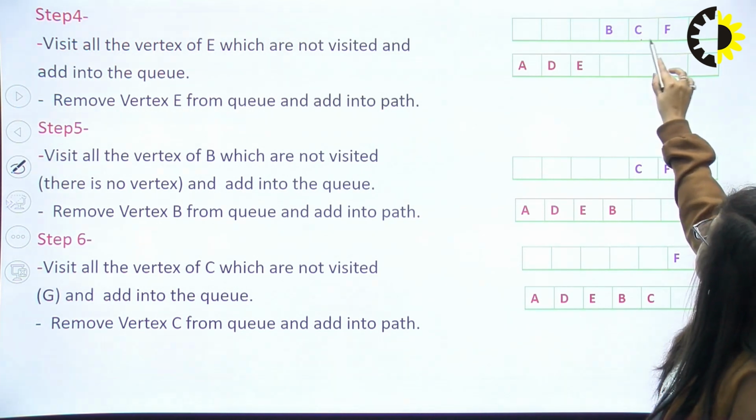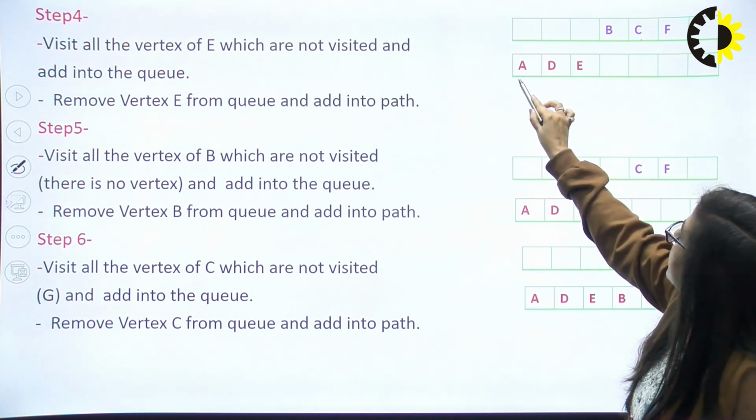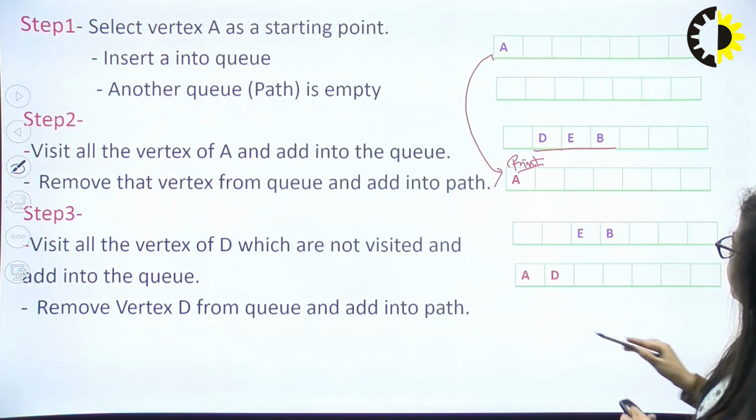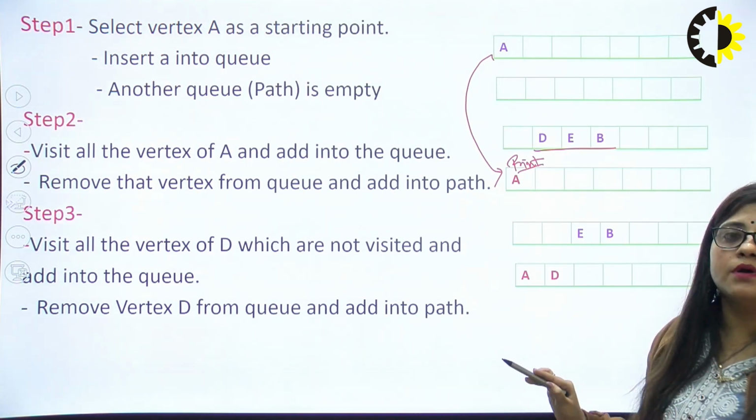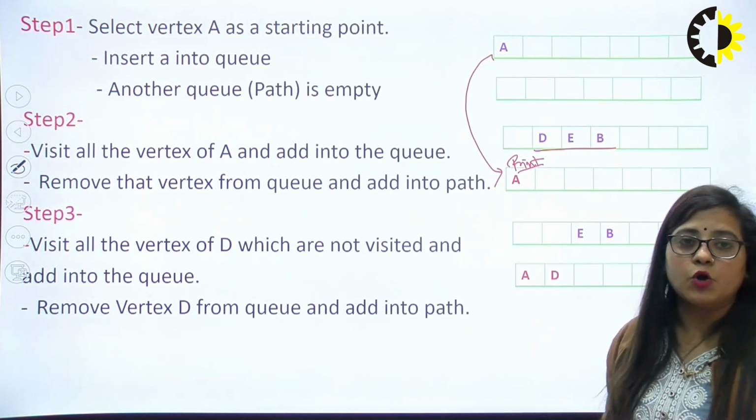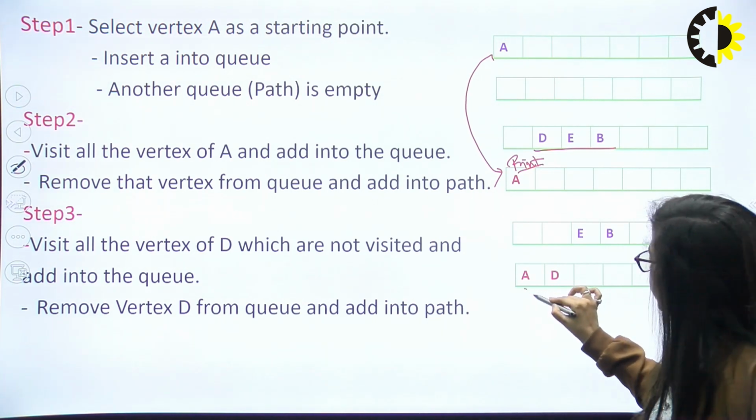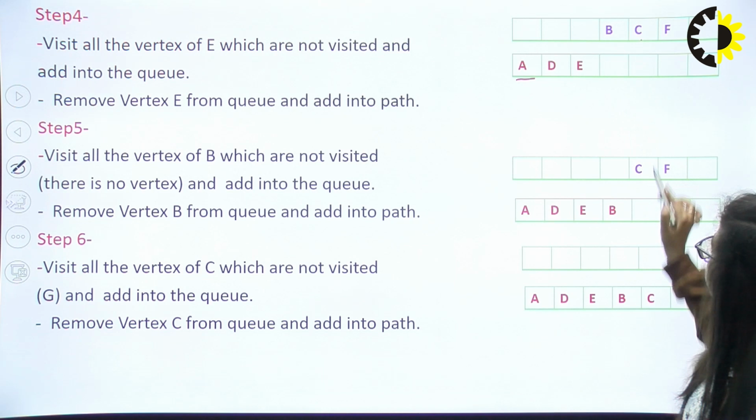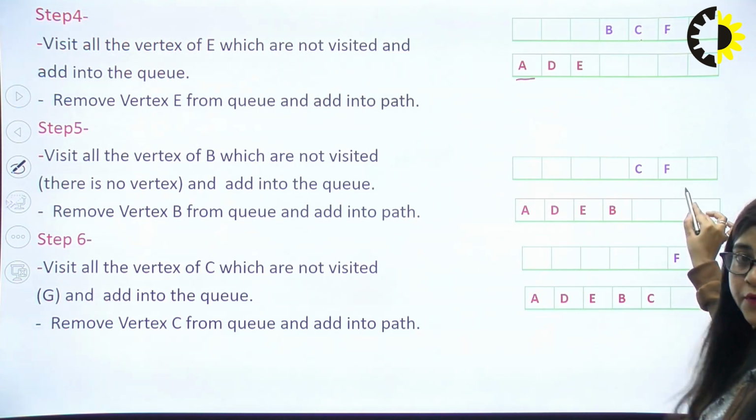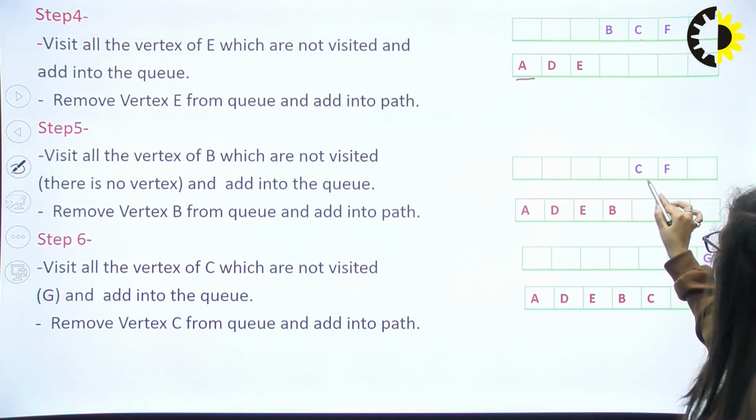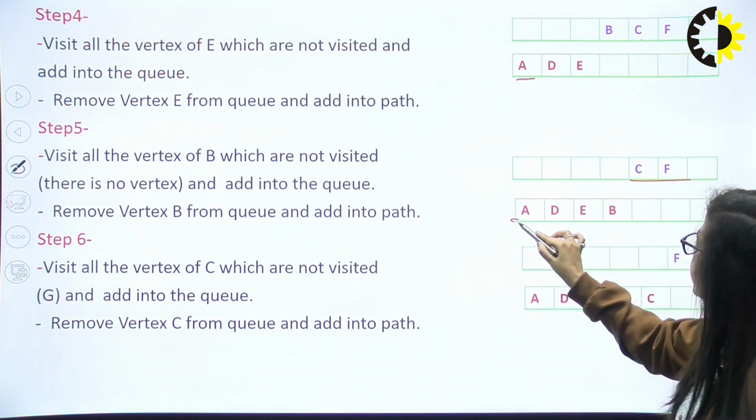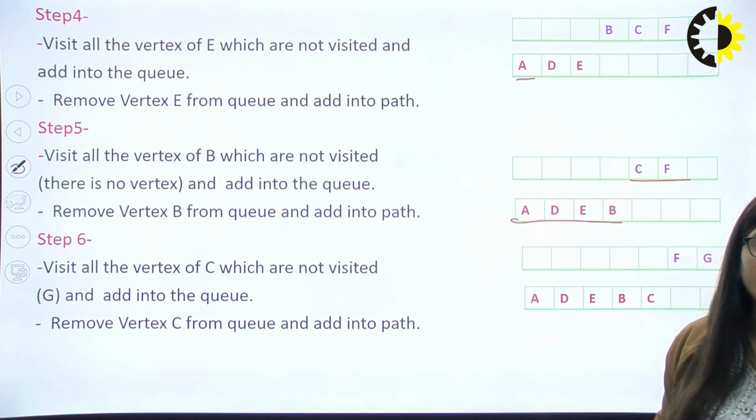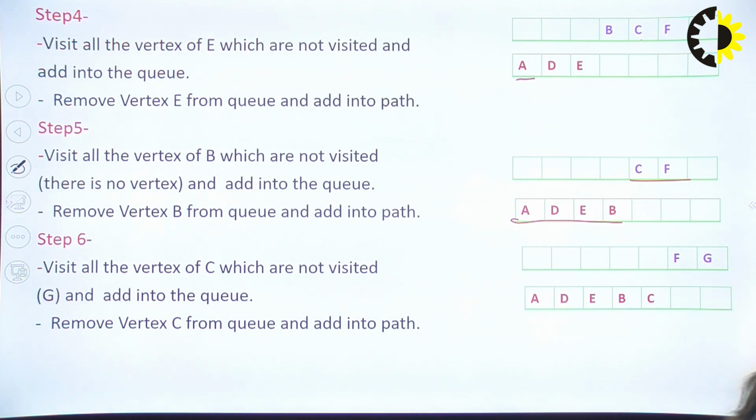Here B, C, F. So it is A and D. A and D are both output and deleted from the queue. So the next one is D. D also has C, E and F. C and F, so that is the adjacency and the output of this. Now the turn is B, and B's adjacent vertices are F and G.